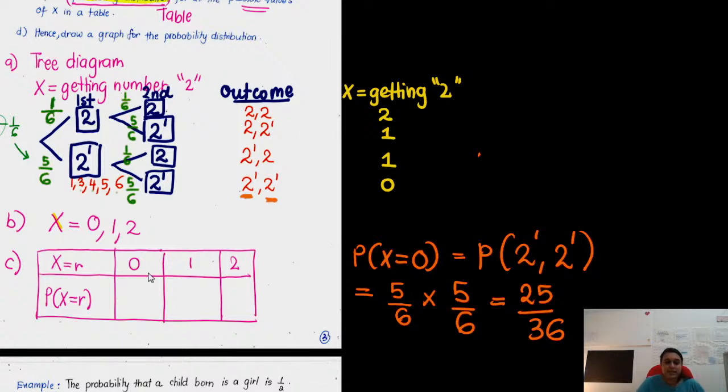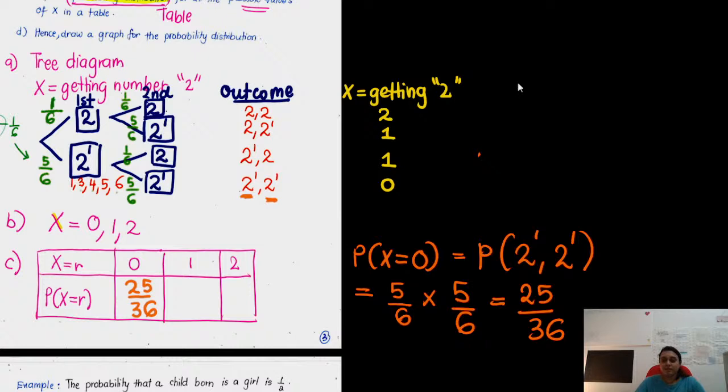So in this case, the first answer you can write the probability already, 25 over 36. That means the probability to get number 2 0 times. That means you can't get number 2 at all. Never get at all. The probability is 25 over 36. Okay, now the next one.